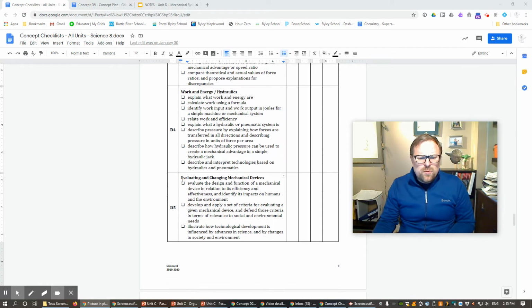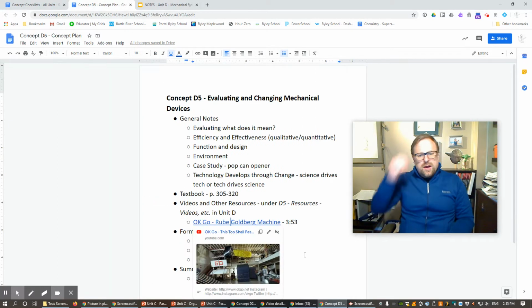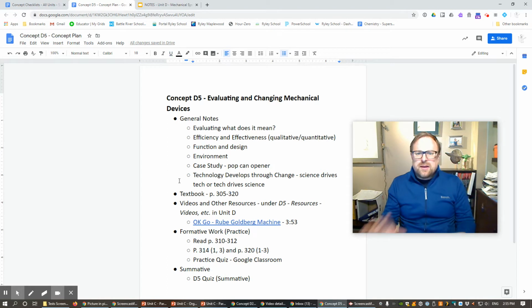And then today, what we're going to get into is what we're calling evaluating machines and changing mechanical devices. So we're going to take some time to look at how we can look at a machine and decide whether it needs to be improved on, how we could improve on it maybe, and what sort of considerations we might make when designing a new machine or designing an improvement to a machine. So this is what we're covering in this concept, and in general what it means.